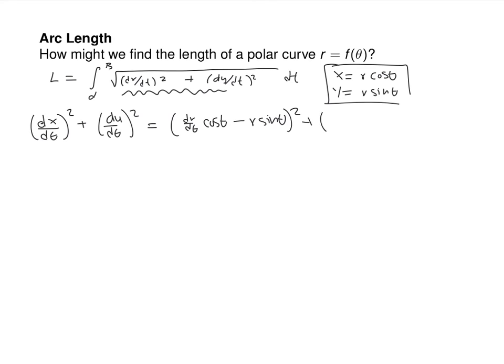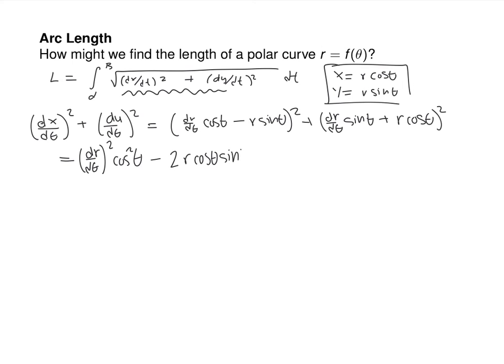dy d theta will be dr d theta sine theta plus r cosine theta, the whole quantity squared. Holy moly. All right, write really small. Okay, squaring the first expression, we're going to have dr d theta squared cosine squared theta minus twice r cosine theta sine theta dr d theta, and then lastly plus r squared sine squared theta. That's just the first expression.